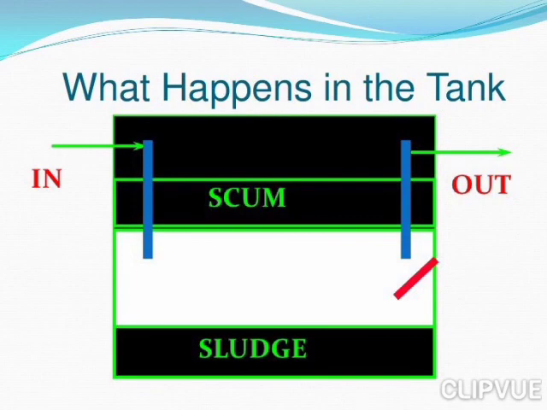So what actually happens in the tank? We can see that from the left hand side the wastewater from the kitchen and bathroom enters through the inlet pipe, and these are separated in the form of scum in the upper layer and sludge in the lower layer. After that, the effluent comes out through the effluent pipe and goes out, to be further processed for treatment.